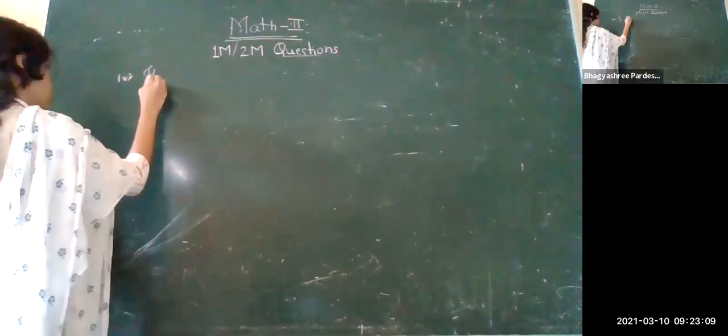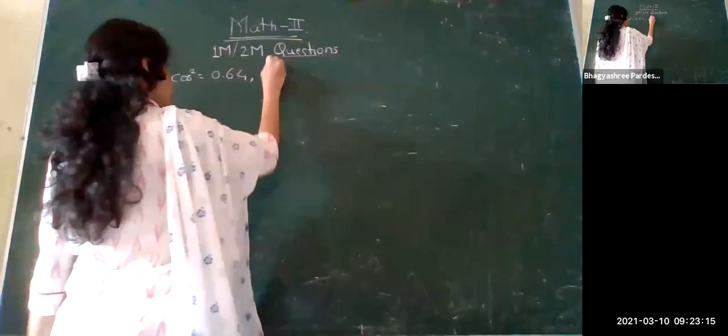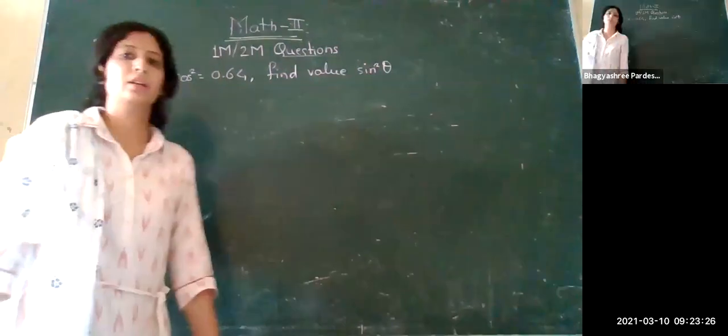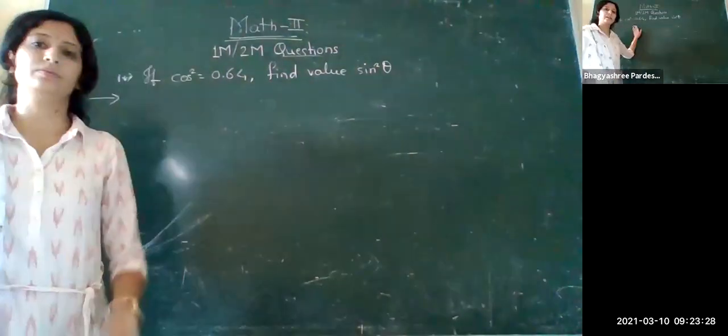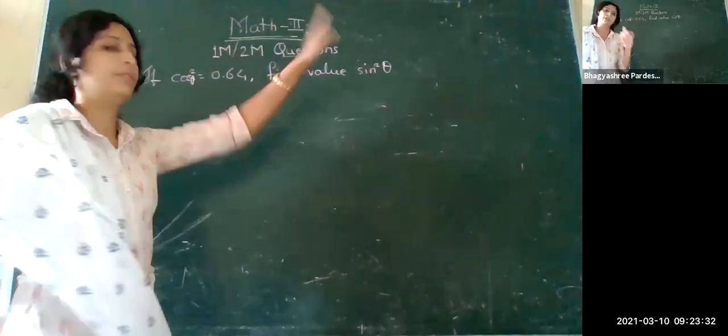So let's see one more question from trigonometry. Here, the value of cos square theta is given to us, equal to 0.64. What is the question? Find the value of sin square theta. In short, how to do this one? Can anyone tell me how to do this one? Cos square theta is given to us. We have to find the value of sin square theta.